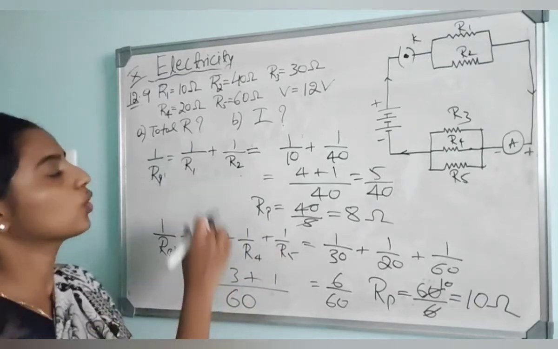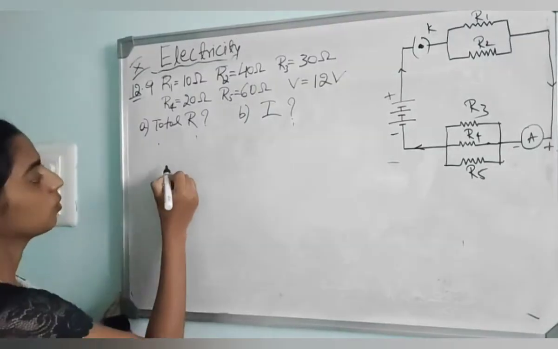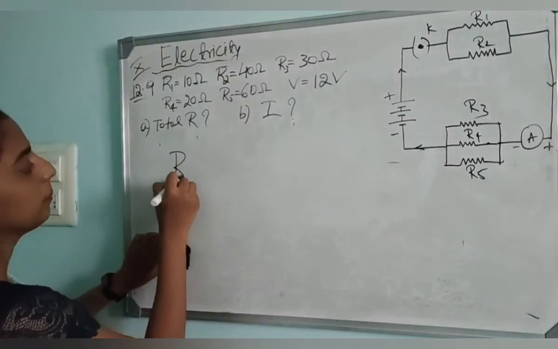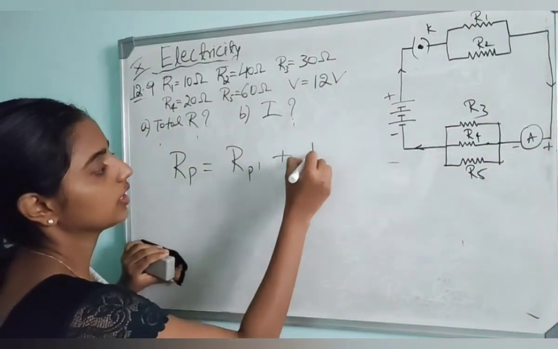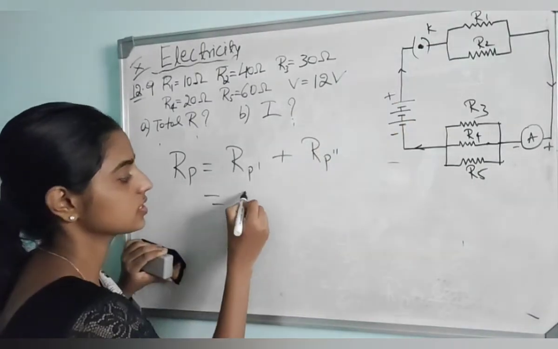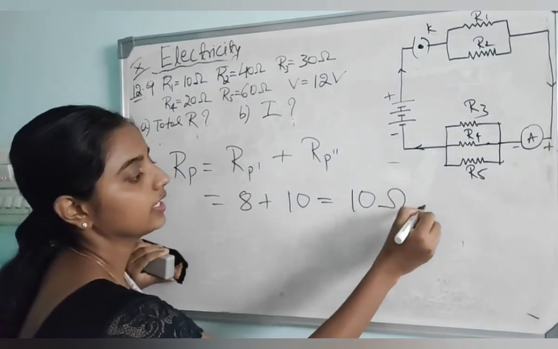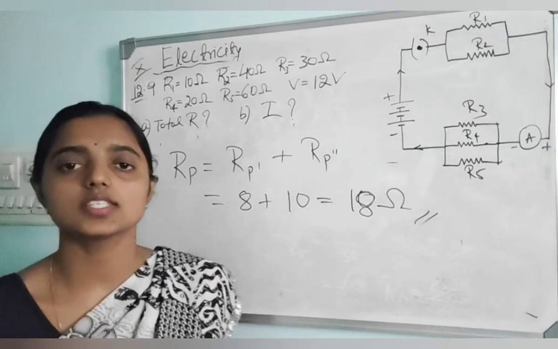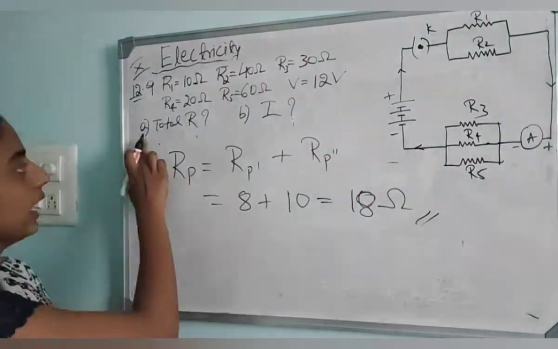Now how to calculate the total resistance? Till now you understood, right? So let me rub this part. Now the formula is Rp equals Rp of the first half plus Rp of the second half. What was the first answer from these two resistors? That was 8, and here we got 10. So the total, 18 ohm, is the total resistance in the given circuit. Clear? This is the answer for A.